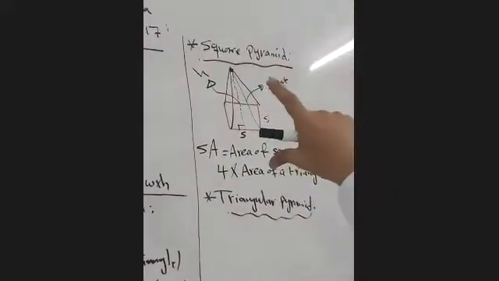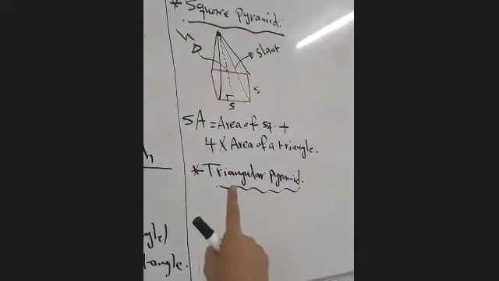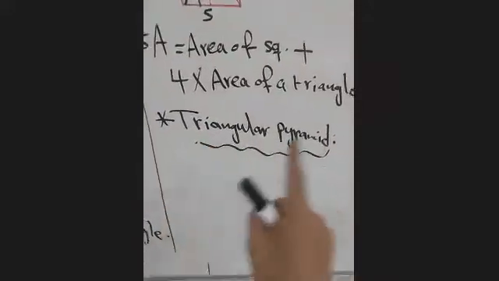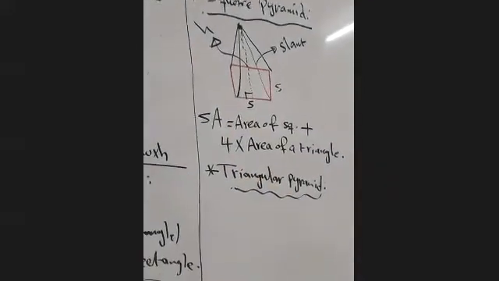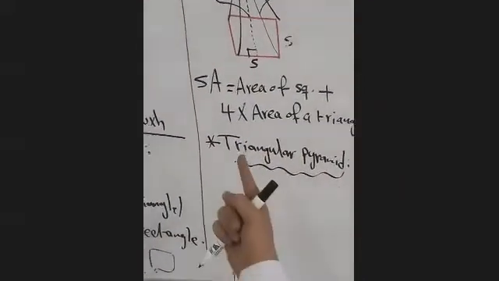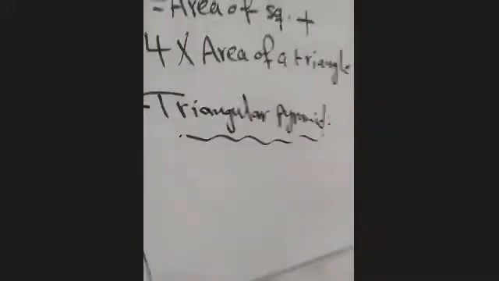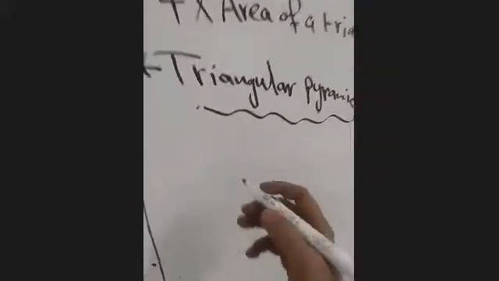This is the first part of the pyramids. The second one is the triangular pyramid. When I say square pyramid, the base is a square. In a triangular pyramid, the base is a triangle. How do we graph it? Make a triangle. The base is a triangle, so it will be something like this.